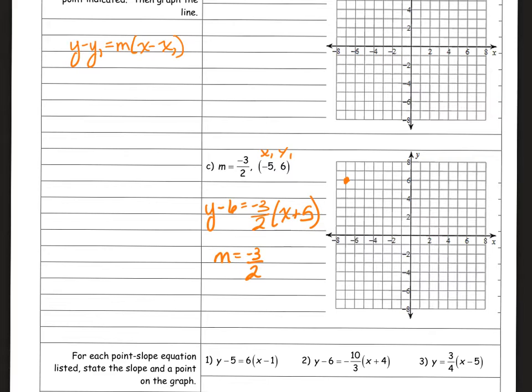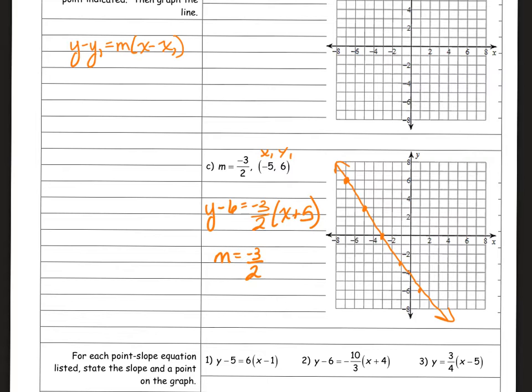Okay, negative 5, 6. And then what do I do? I go down 3, 1, 2, 3 over 2. Down 3 over 2. Down 3 over 2. Down 3 over 2. And attempt to draw a straight line. Well, that one's better than the rest of them were. Okay, so hopefully you can do this.